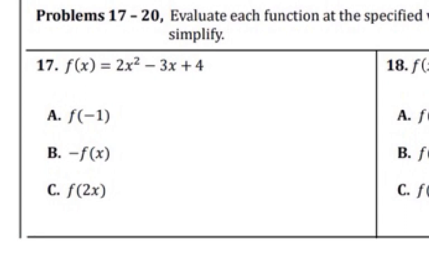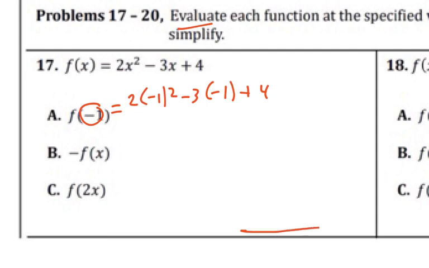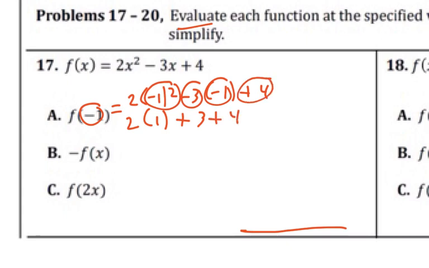Okay, 17. This one hopefully should be very simple. Evaluate means plug it in. So f of negative 1, we're going to plug in negative 1. Now, if she lets you use a calculator, make sure you do the parentheses. Type it in exactly the way I have it written here. But I'm going to do it old school. I got 2 times 1, because negative 1 squared is 1. Minus 3 times negative 1 is plus 3, and that's still a plus 4. So I get 2 plus 3 plus 4. 5 plus 4 is 9. So f of negative 1 is 9.